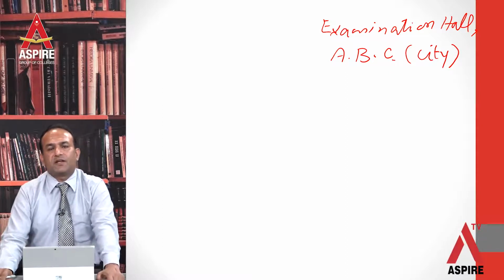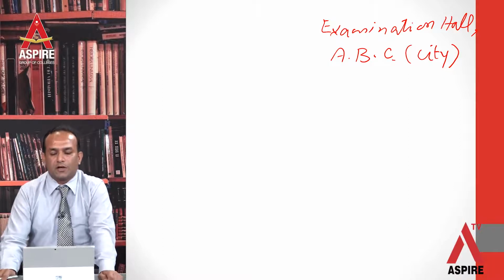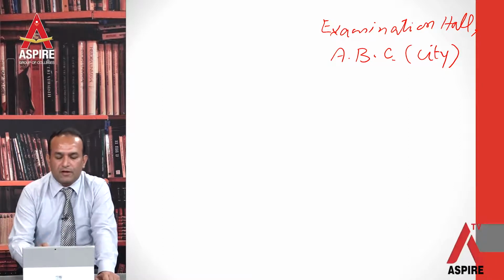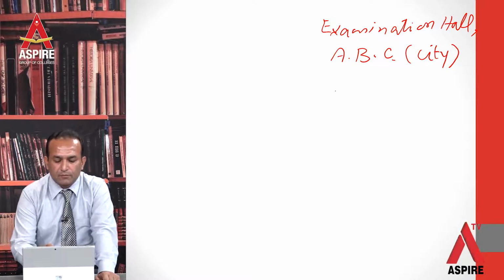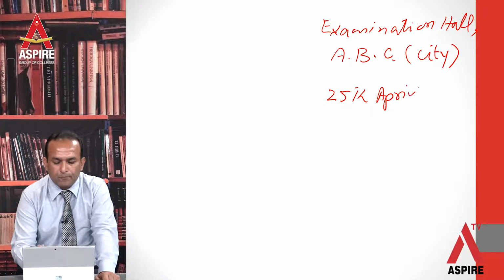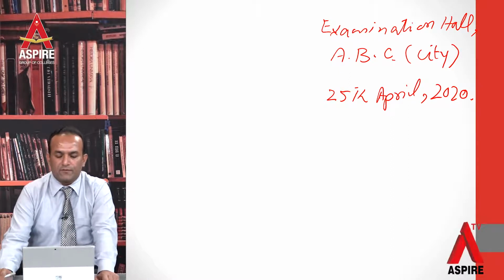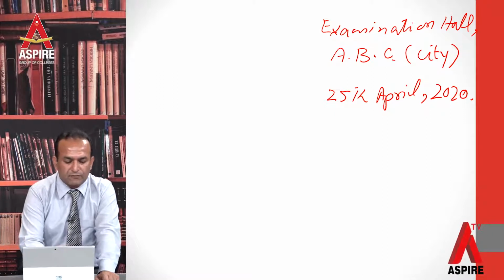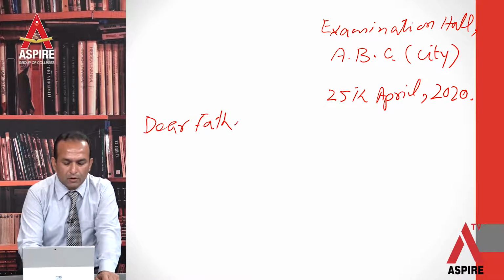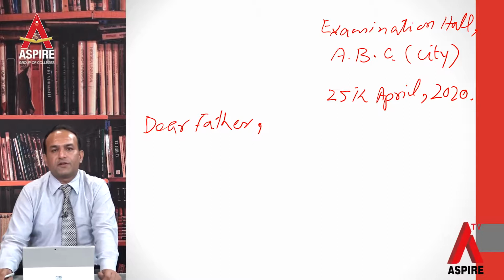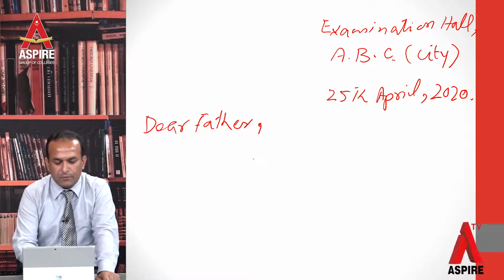Here the word date is not written in letter format. You just write the current date like 25th April 2020 and then full stop. After this line, there is a salutation on the left margin like dear father. Salutation, the person to whom the letter is written. And after this, the main part of the letter, that is called the body of the letter.